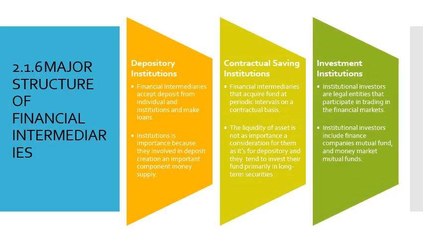2.1.6 Major structure of financial intermediaries. First is depository institutions. These institutions generally take their customers' deposits as savings or investment and lend them to borrowers. The most commonly viewed intermediary, the commercial bank, raises the loan amount through savings or by issuing checkable deposits and time deposits.